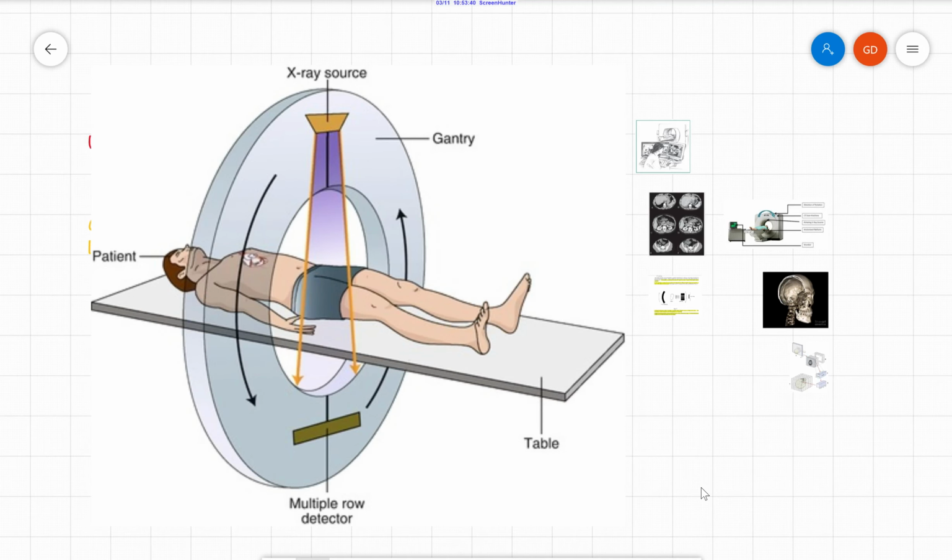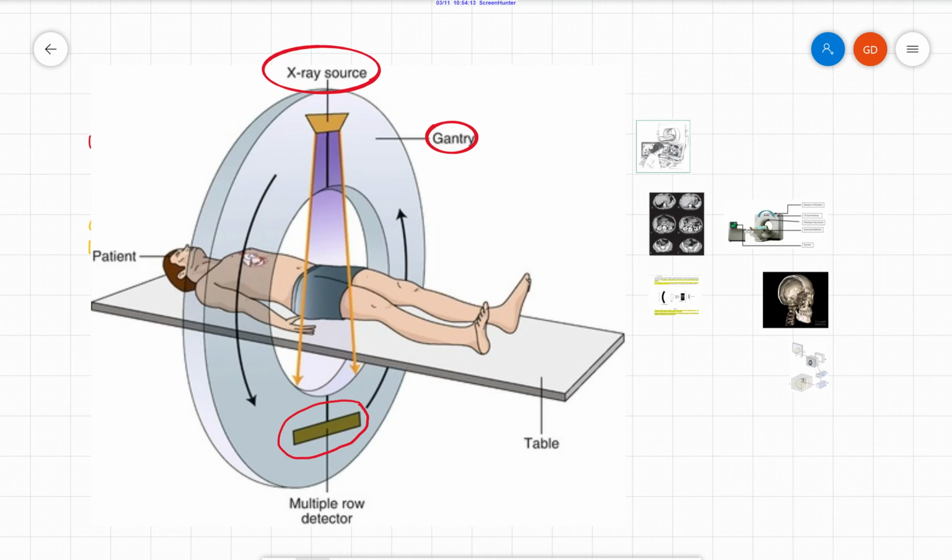The important parts of the machine: the machine mainly consists of the table, the bed where the patient will lie, and there is the gantry. So the patient is lying on this bed. There is the gantry surrounding the patient. The gantry contains two important units. We have here the X-ray source, and on the opposite side exactly we have a group of detectors.